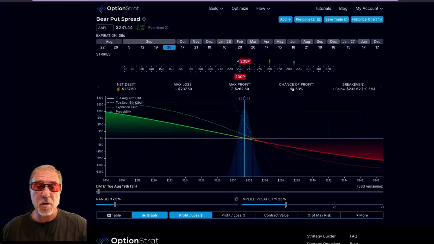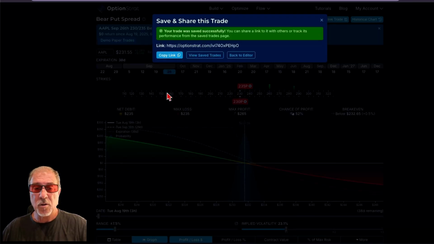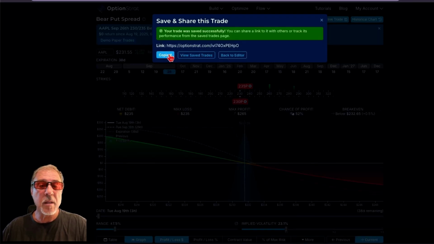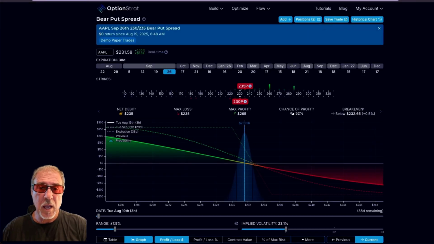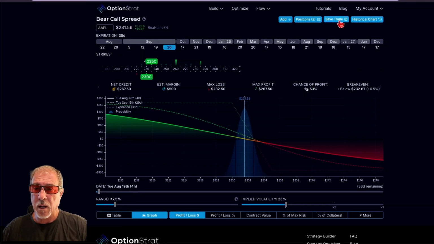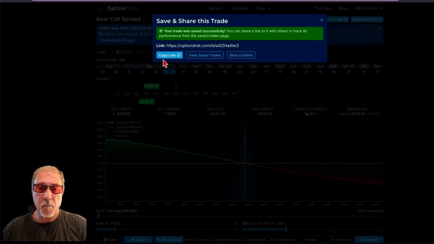So for our purposes here today, I'm going to save both of these. And I'm going to put this in the demo paper trades category. And I'm going to save that trade. And I'm going to copy the link. I will share it in the notes below. And then I'm going to do the same with the second trade here. I'm going to come in, save this trade and put that also into the demo paper trades. And we'll save that. I'll put that in the notes below as well.